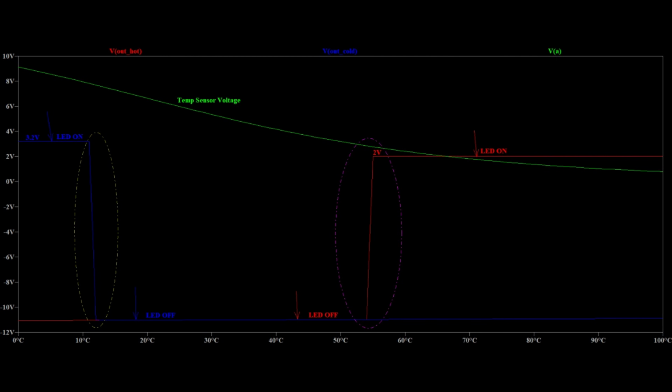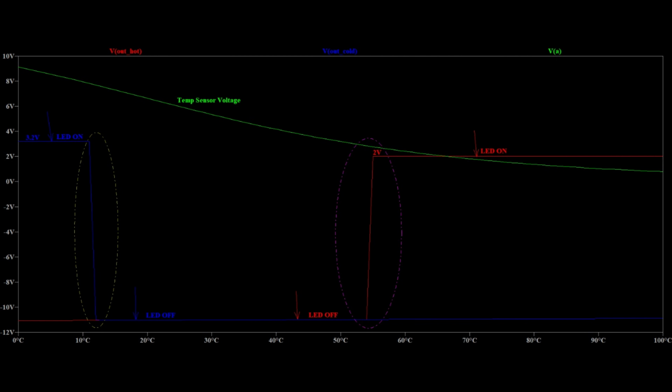The blue waveform represents the cold comparator output, while the red indicates the hot comparator output. Below approximately 12 degrees Celsius, the blue LED remains on. At around 12 degrees Celsius, the output switches sharply. The blue LED turns off.